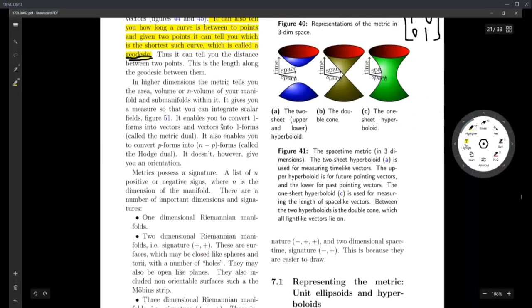Also, there's a very fancy statement here. It enables you to convert vectors into one forms and one forms into vectors. It's called the metric dual. It's a really fancy way of saying I can basically raise or lower, I'm not going to write lower because it's a larger word, you can basically raise or lower indices, right? That's what we've been doing all along in special relativity.